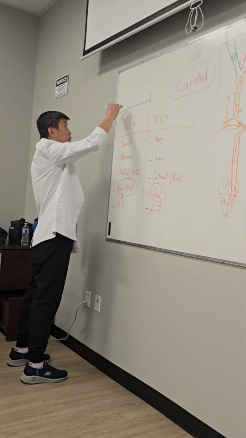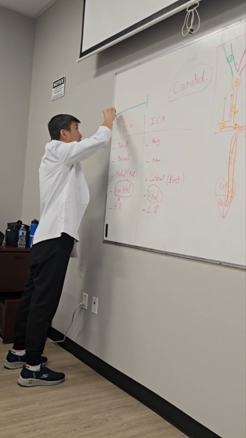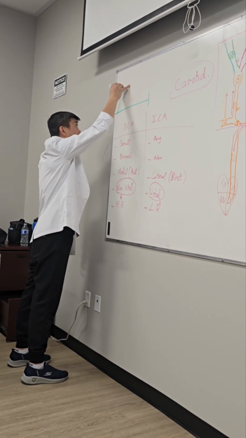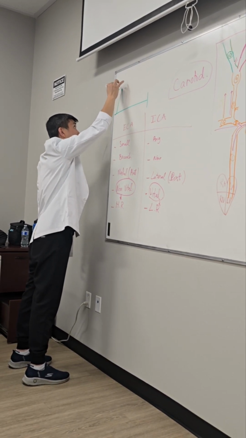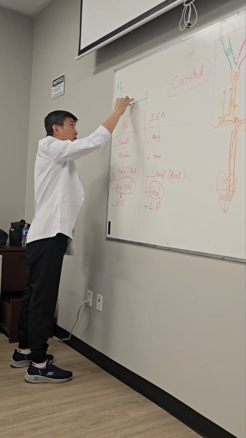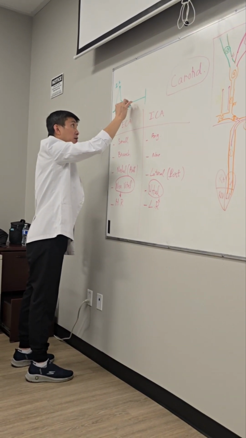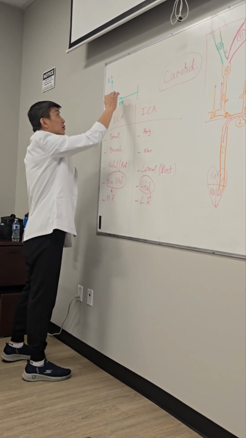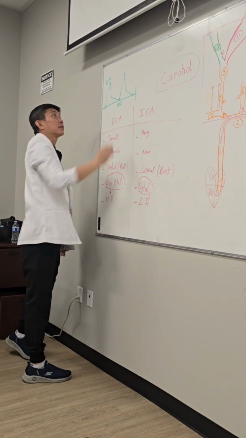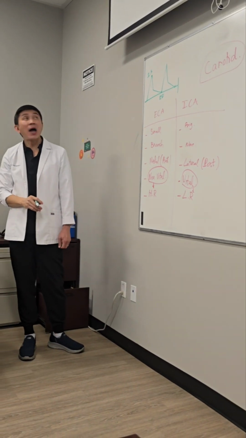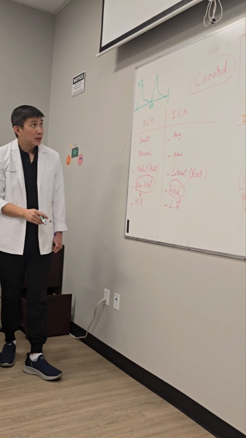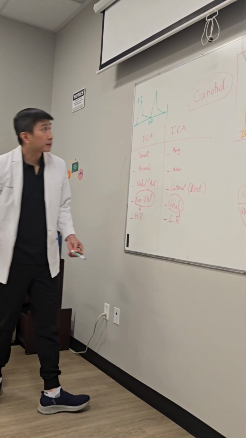The high resistance waveform will have a very high and sharp peak signal. And then they have very low end diastole. Just like this. That's about what the shape of the high resistance waveform looks like. How about low resistance?